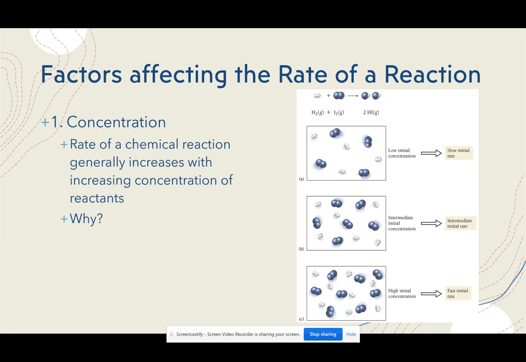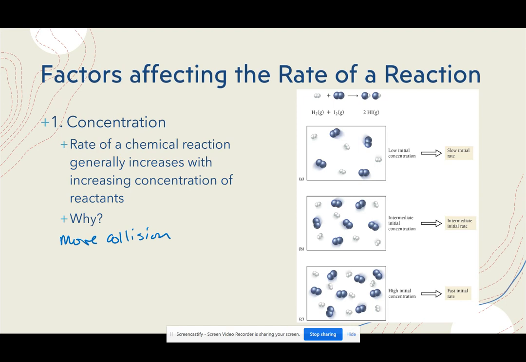There's 3 factors that affect the rates of a reaction. The first of which is concentration. The rate of a reaction will increase with increasing concentration of reactants. And this makes sense if you think about it in terms of collision theory. If I have more reactants, I'm going to have more collisions. So even if only 10% of collisions turn into products, if I have 100 collisions, I'm going to get 10 products. If I have 1,000 collisions, I'm going to get 100 products. So, the more reactants you have, the more collisions you're going to have, the faster the reaction is going to proceed.